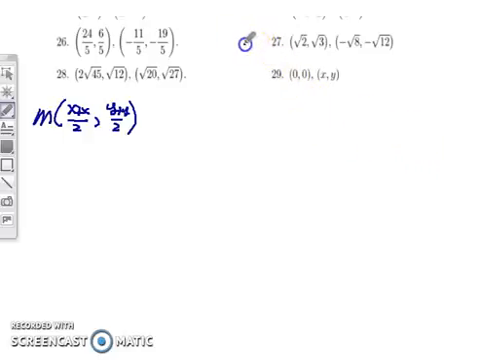All right, let's look at number 27 here. The first ordered pair is radical 2, comma, radical 3. Okay, we get that, so this is an x and this is a y. Now the second one is not simplified, so we need to simplify. Let's talk about radical 8 for a second.